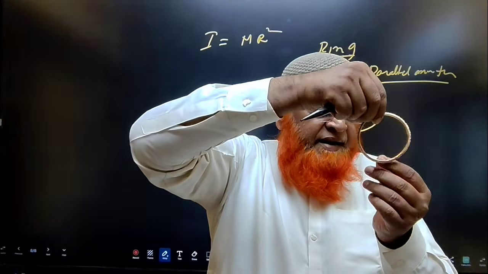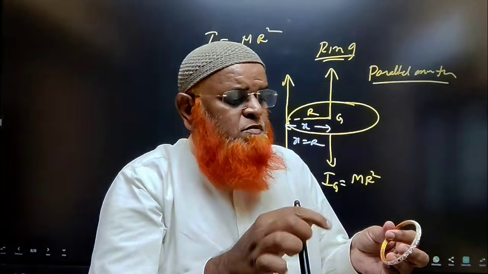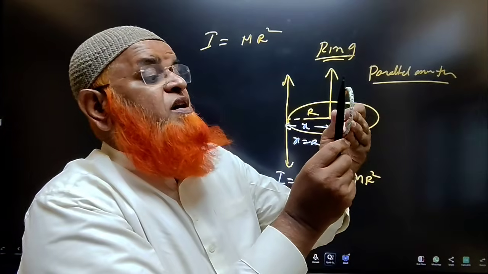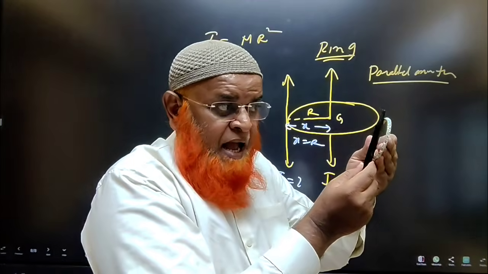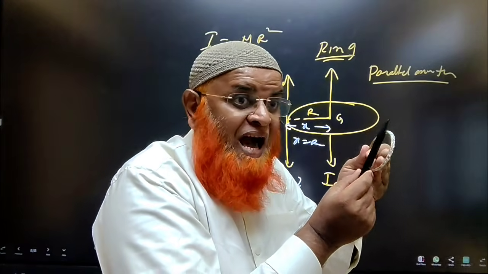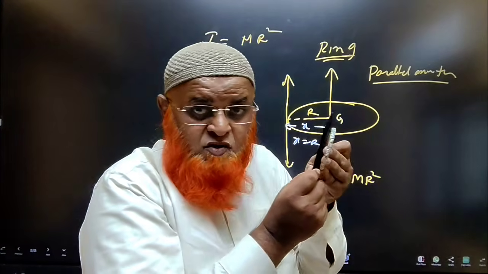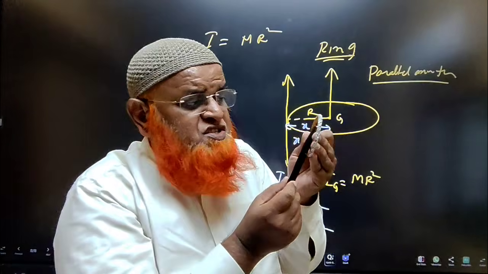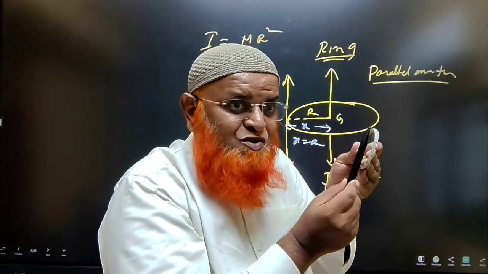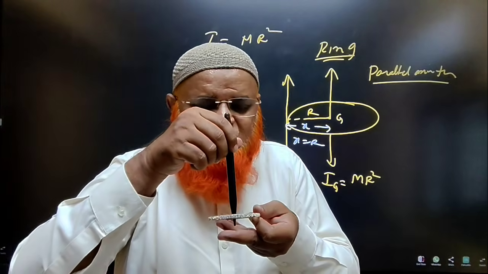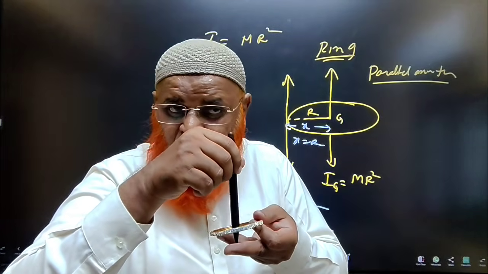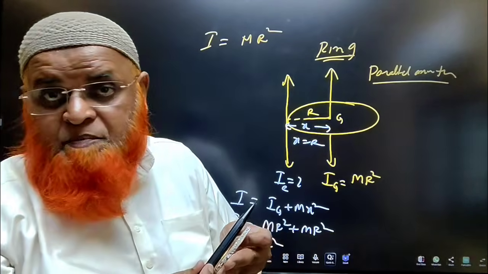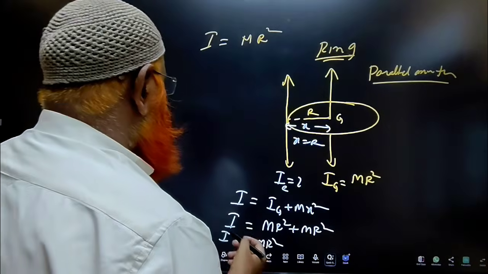Did you see? The ring rotates like this. So what is the moment of inertia with respect to this axis if a ring rotates like this? The axis passing through the center of gravity but parallel to the plane. Try to understand what I am saying now. Moment of inertia passing through the center of gravity parallel to the plane, and moment of inertia passing through the center of gravity perpendicular to the plane. Is it understood? Perpendicular to the plane, parallel to the plane. Okay, so let us see what's going to happen now.